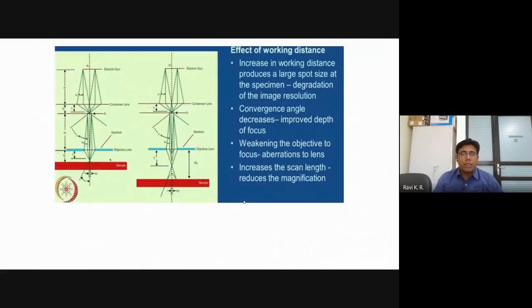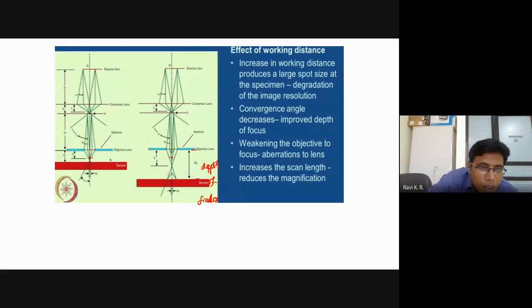So working distance, we discussed more or less earlier. The working distance, this is what we're talking about. Working distance is basically the distance between the objective lens and the sample. When you increase the working distance, you start getting a better depth of field. But what is happening here? Now look at the beam diameter here.